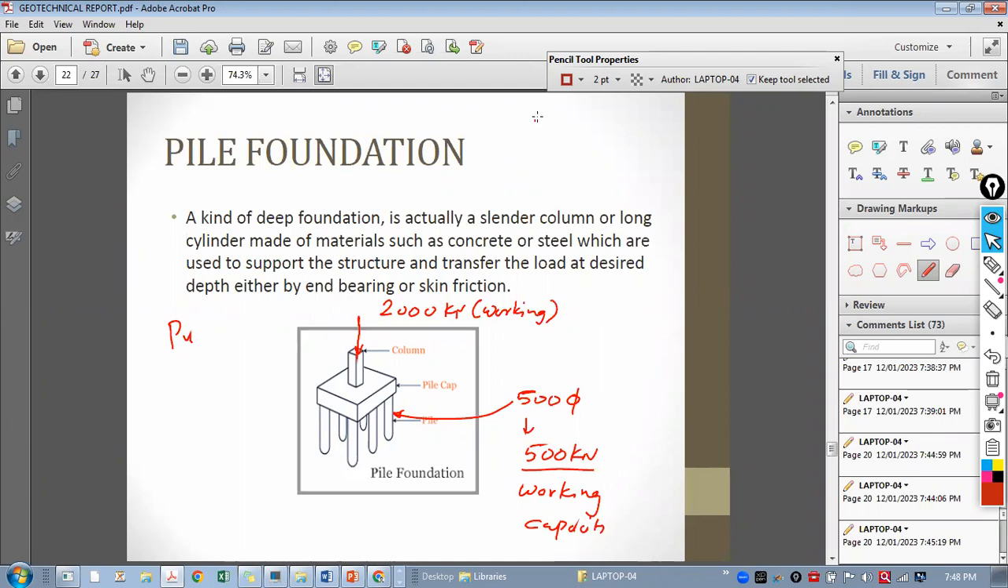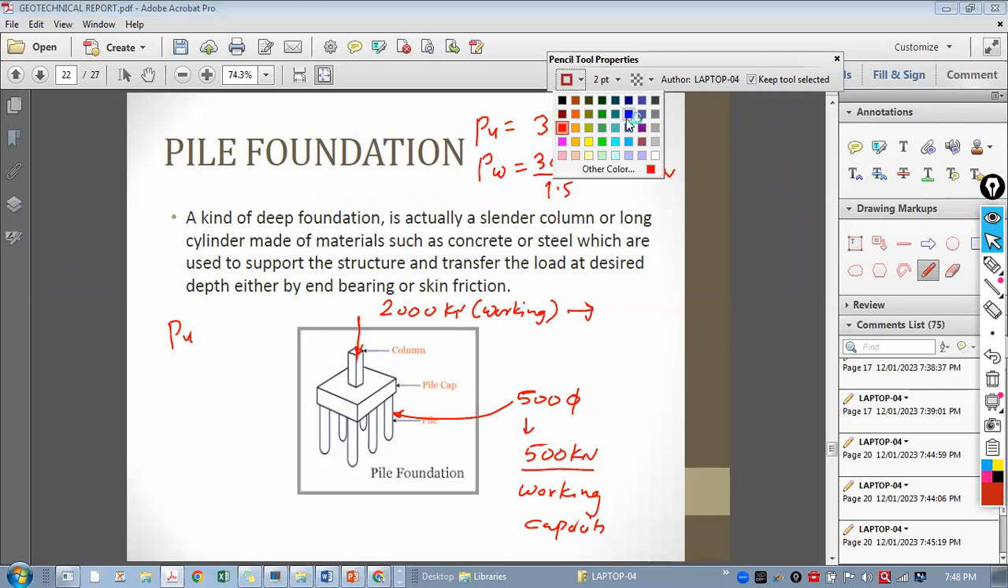So if your PU is, let's say, 3000 kilonewton ultimate load, then what will be the working load? 3000 divided by 1.5. So it will be 2000 kilonewton. And then you compare this with this. Now, how many piles will we require for this? Kitne lagenge? 4. So 4 piles will be required.